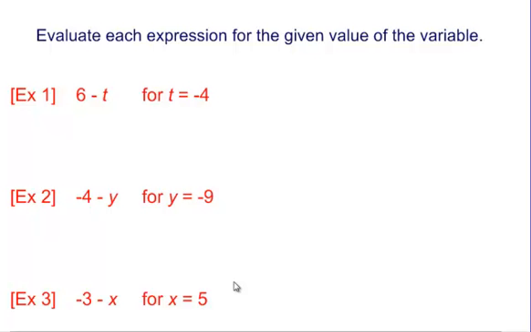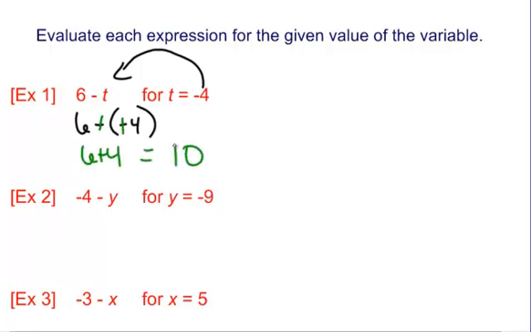Okay, now we are plugging in. Evaluate each expression for the given value of the variable. 6 minus t for t equals negative 4. Let me put that negative 4 right in for t. So it's 6 minus negative 4. I always put it in parentheses if I'm plugging things in, because we're substituting, okay? That t becomes a negative 4. So now we have 6 minus negative 4. Now it's 6 plus positive 4, and that is 10.